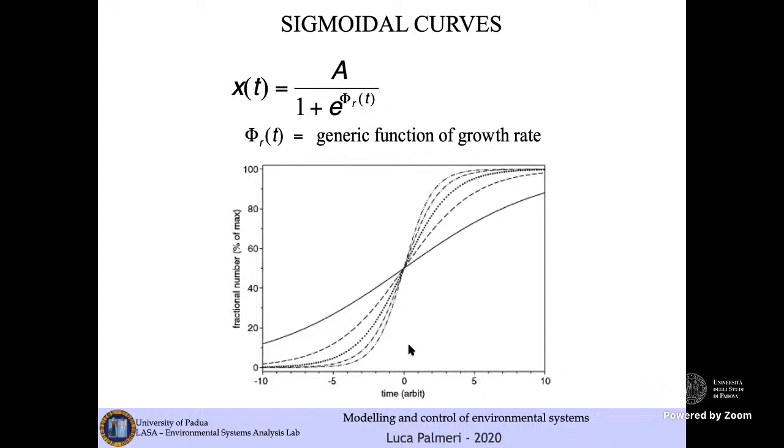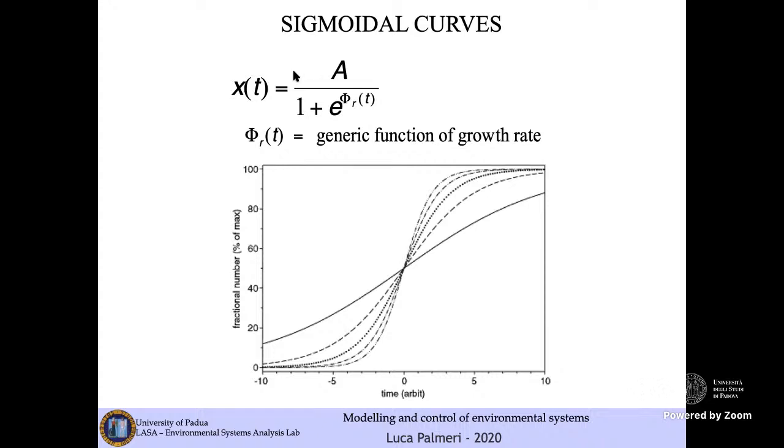these organisms live in a surrounding environment that provides some limitations to growth. So you have a negative subtractive term. If you study the general solutions of this model, you end up with sigmoidal curves.